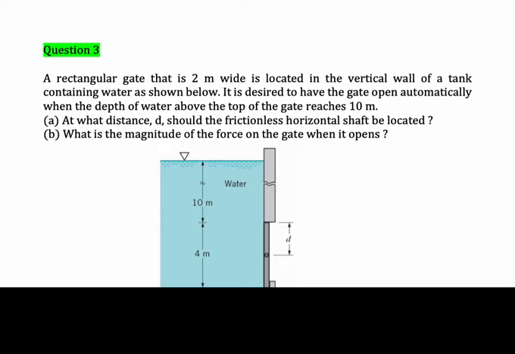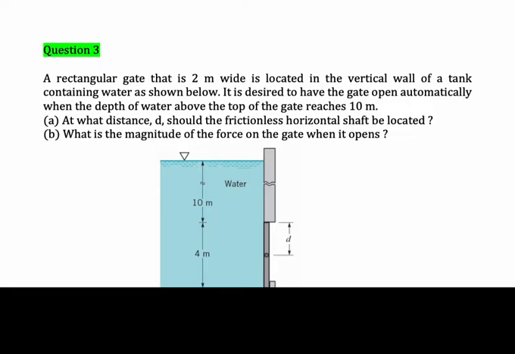This is tutorial question 3. A rectangular gate that is 2 meters wide is located in the vertical wall of a tank containing water as shown below. It is desired to have the gate open automatically when the depth of water above the top of the gate reaches 10 meters.